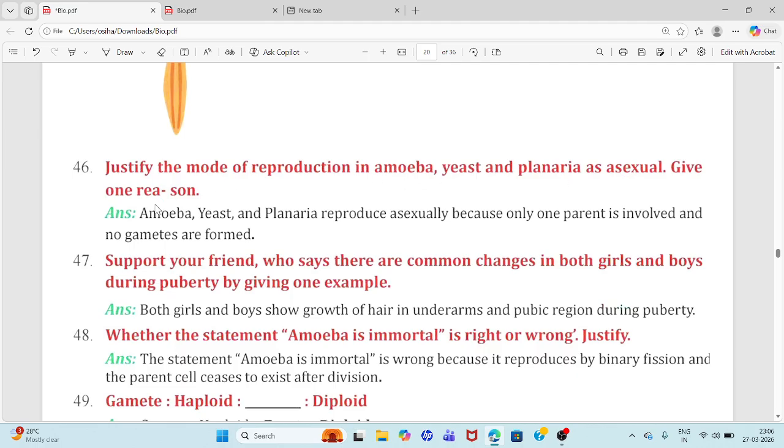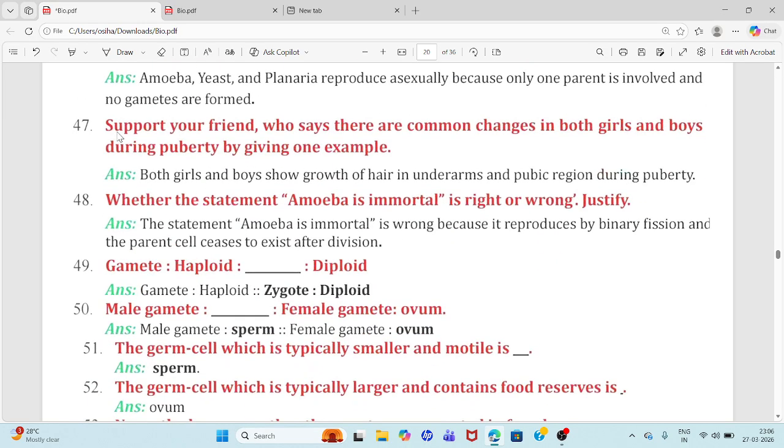Give one reason. Amoeba, yeast, and planaria reproduce asexually because only one parent is involved and no gametes are formed. 47. Support your friend who says there are common changes in both girls and boys during puberty by giving one example. Both girls and boys show growth of hair in underarms and pubic region during puberty.